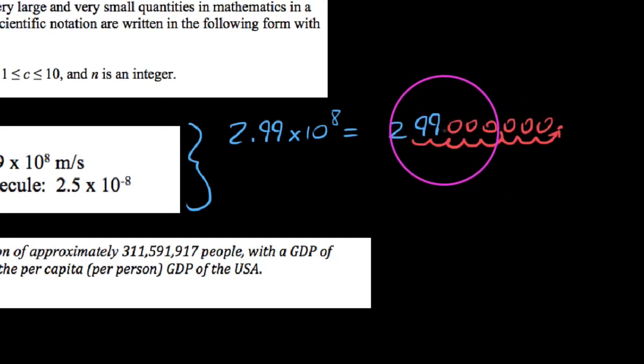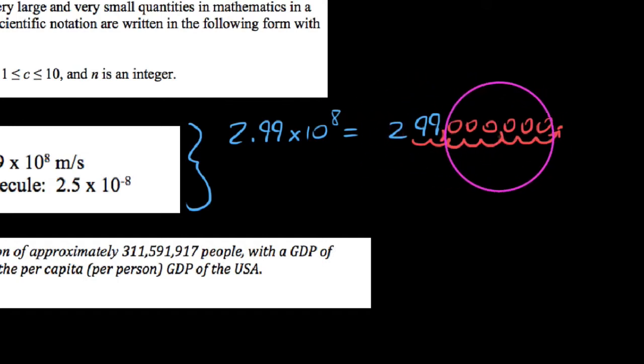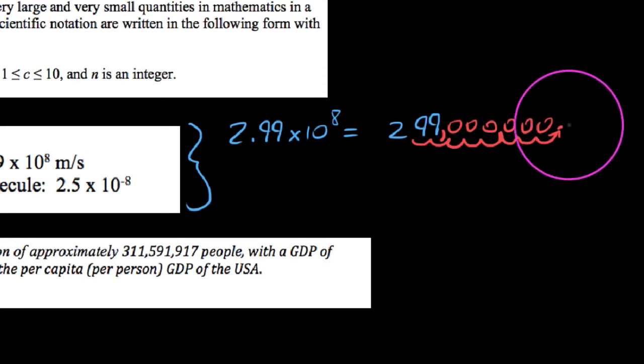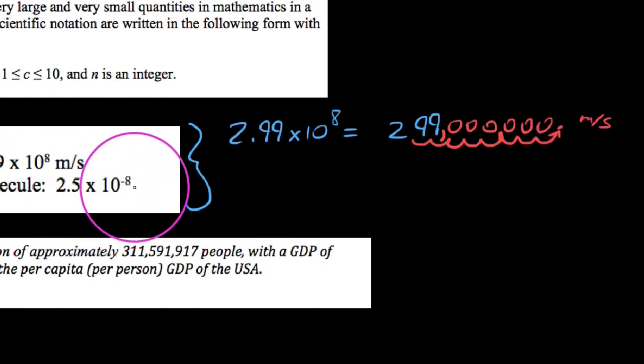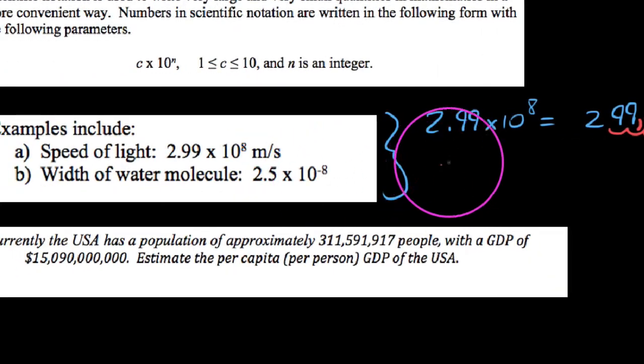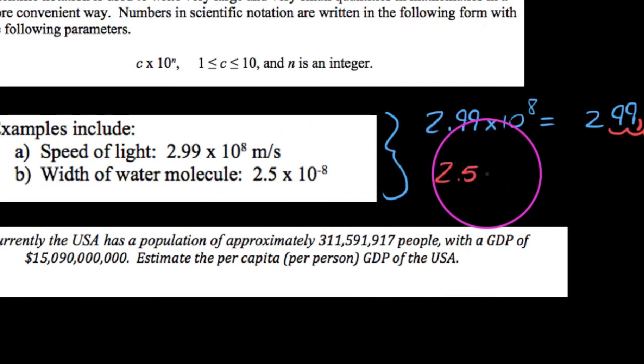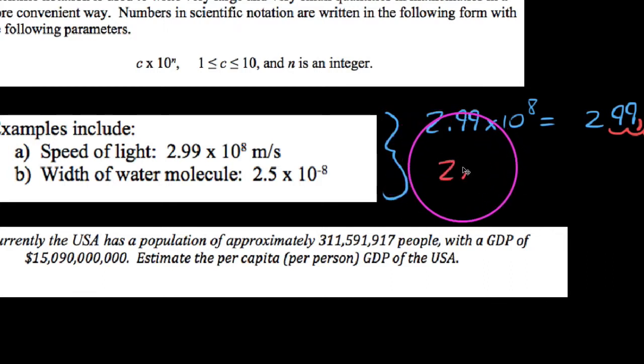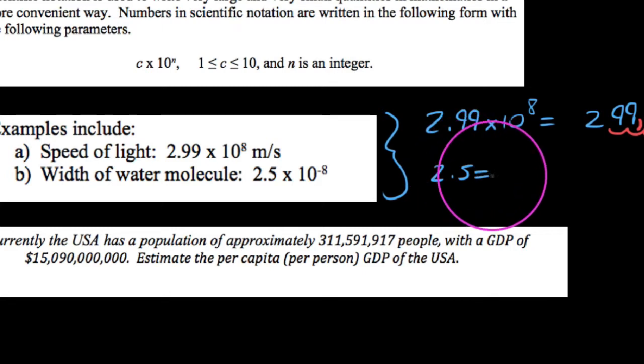So when we express the speed of light as 2.99 times 10 to the 8th, we're really saying 299 million meters per second. And the same thing is true for the width of a water molecule. The reason why I give this as an example is because we're talking about a negative exponent now. Recall from our previous video on properties of exponents, a negative exponent is the same thing as the reciprocal of what we're given.